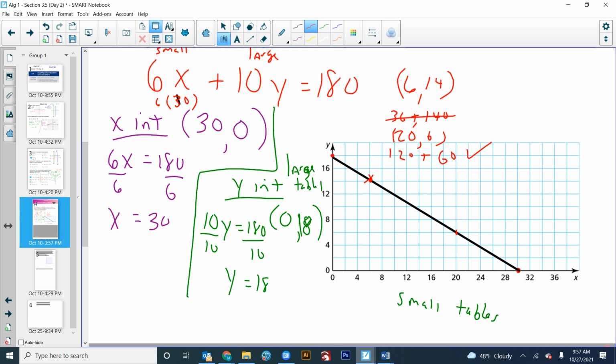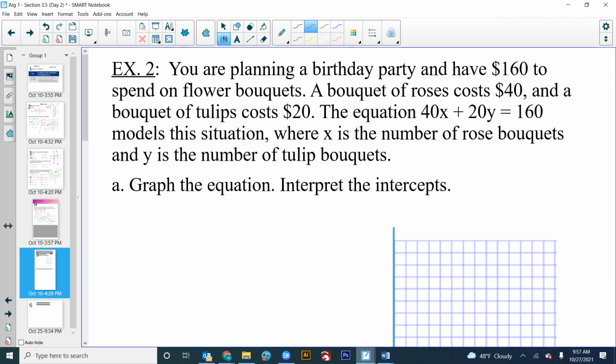Okay, the next one. Flip your paper over. Mr. Westfall is going to guide you through this one. Now, let's look at it before we get going. Okay, this is a birthday party. You have $160 to spend on flowers. $40 for each rose bouquet, and $20 for every tulip bouquet. You're going to get the X and Y intercept, and then figure out what that means in this situation.